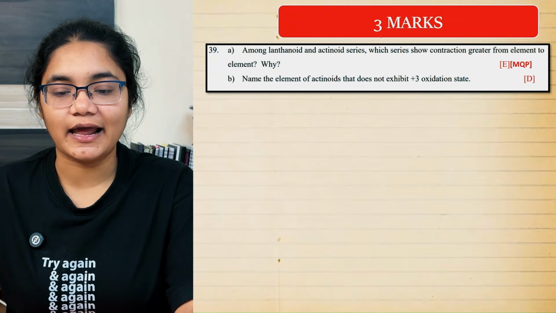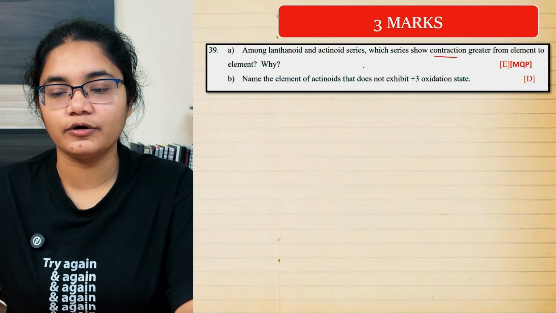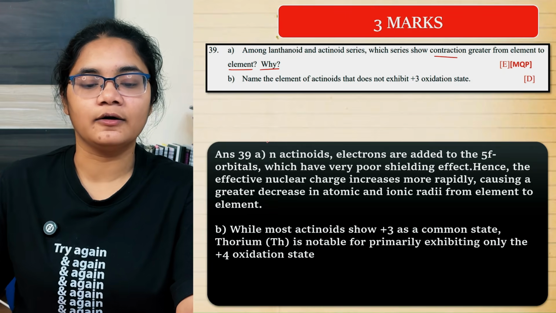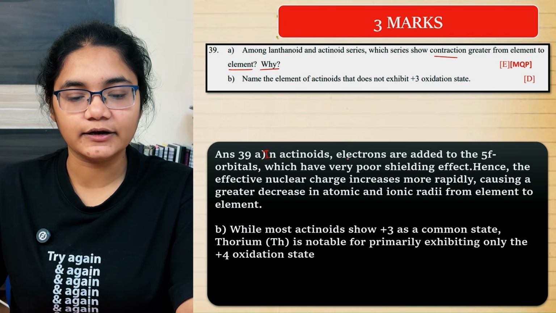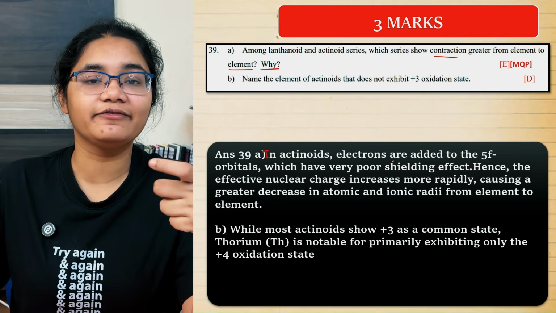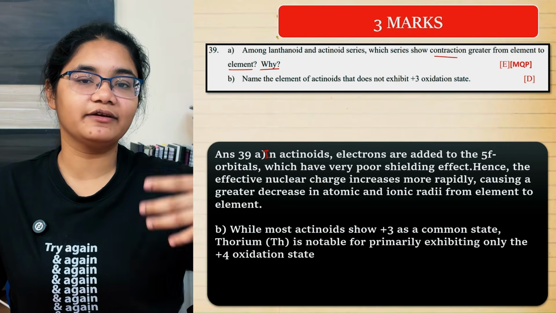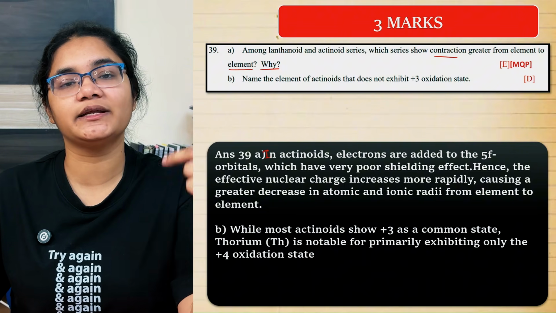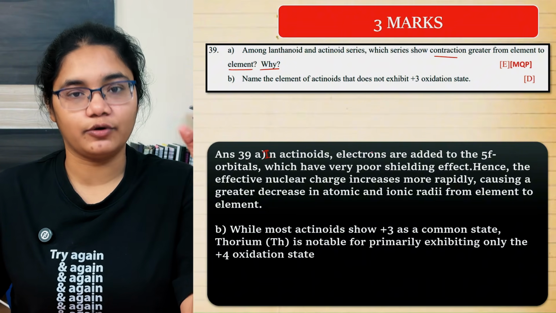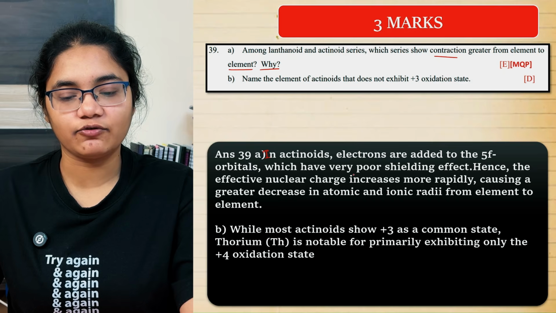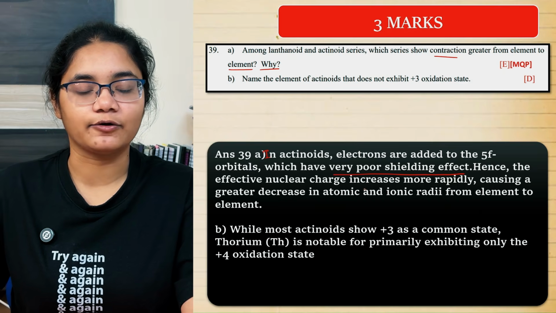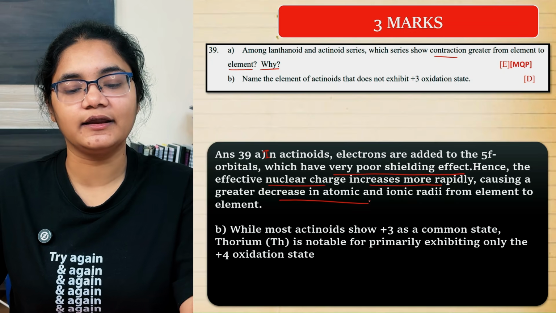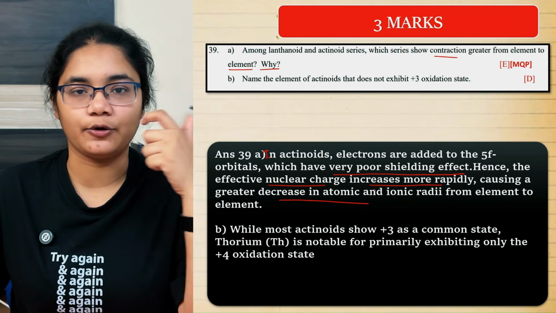Next, among lanthanoid and actinoid series, which shows larger contraction from element to element, and why? That is actinoid contraction, because in actinoids, the 5f electrons have very poor shielding effect as compared to 4f orbitals. So electrons are added to 5f orbitals which have very poor shielding effect. Hence the effective nuclear charge increases more rapidly, causing a greater decrease in the atomic and ionic radii.